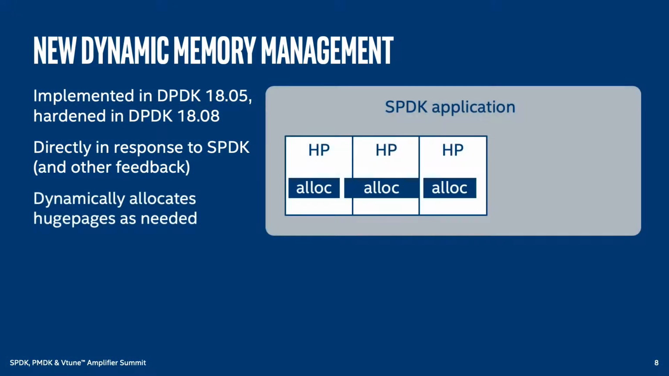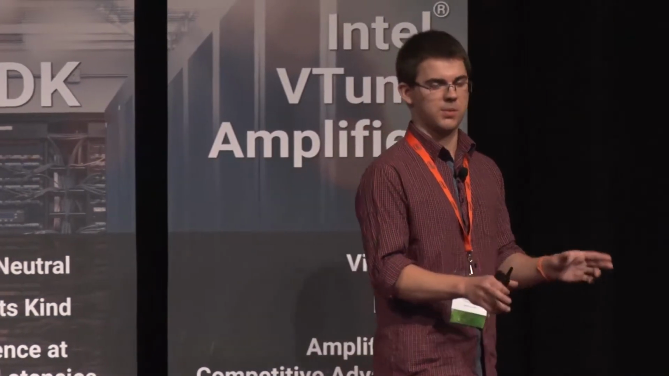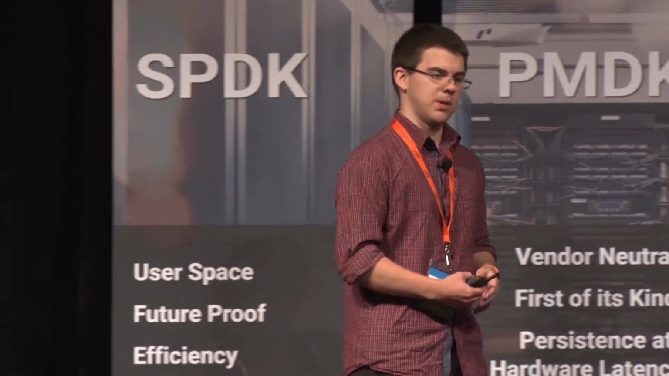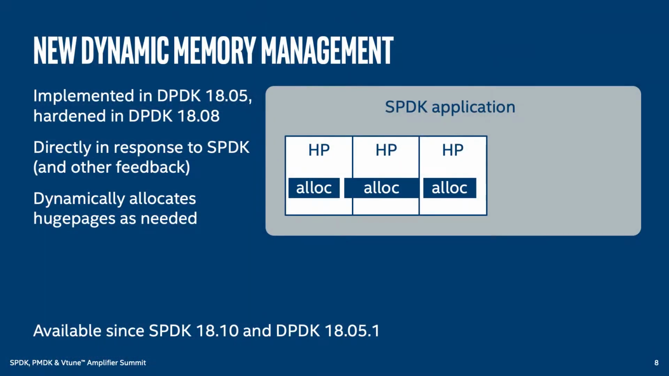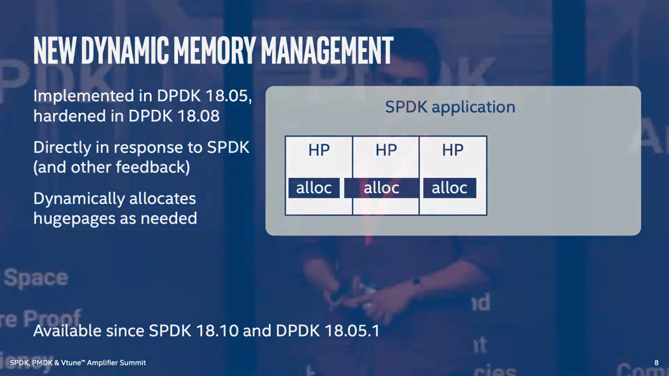Okay, and with this memory model, all huge pages are reserved at runtime. So when you start your SPDK application, there are no huge pages reserved. You could still reserve huge pages at initialization. You could still provide that command line parameter with some memory size, but you don't have to do that anymore. So now, when you call SPDK malloc, when you create those small allocations, the backing huge pages will be reserved at runtime, and there will be only as many huge pages reserved on the system as the application needs. So yeah, it took us some time to implement in SPDK. It's available since SPDK 18.10 and DPDK 18.05.1.